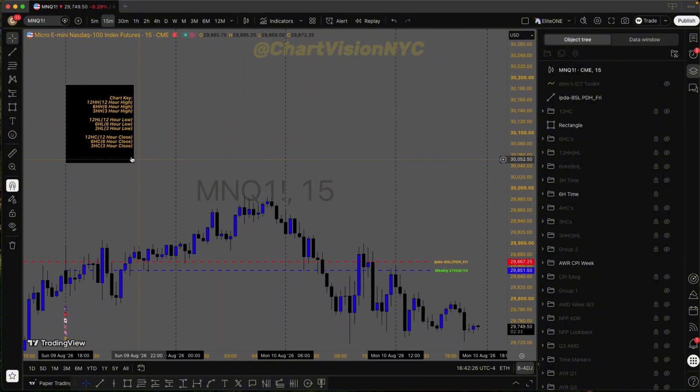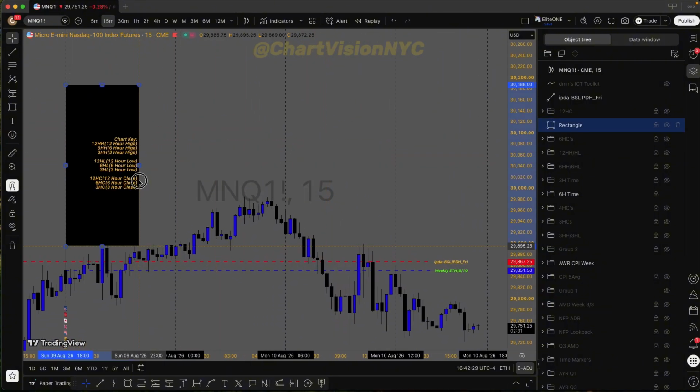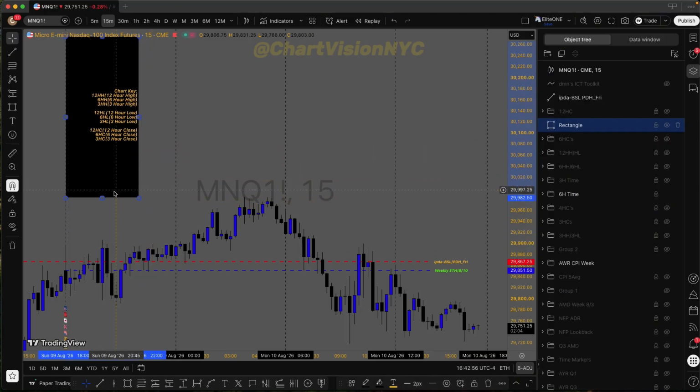Before we put the levels on there, let me show you something very quickly. You see this key over here where it says 12HH? HH is an hour high. So you see 12-hour high, 6-hour high, 3-hour high. HL, hour low: 12-hour low, 6-hour low, 3-hour low. HC, 12-hour close, 6-hour close, 3-hour close. These are the settlement prices. So I'm going to put that key back up there.